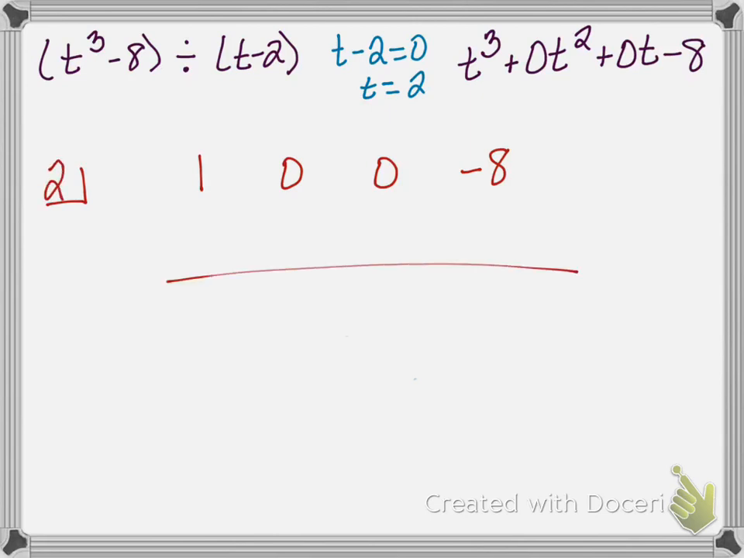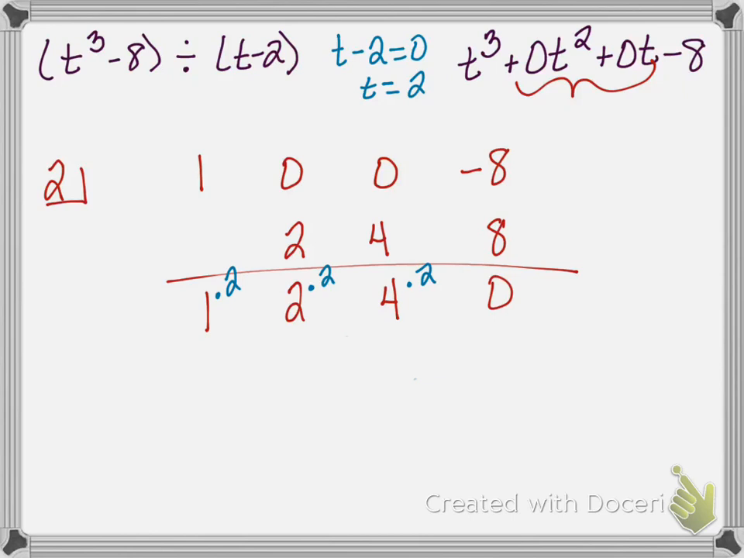You've got to remember to account for these terms. So don't forget to plug those zeros in. So I'm going to bring my 1 down. What do I multiply my 1 by? 2. 1 times 2 is 2. 0 plus 2 is 2. I'm going to multiply that by 2 again. 2 times 2 is 4. 0 plus 4 is 4. I multiply that times 2. 4 times 2 is 8.